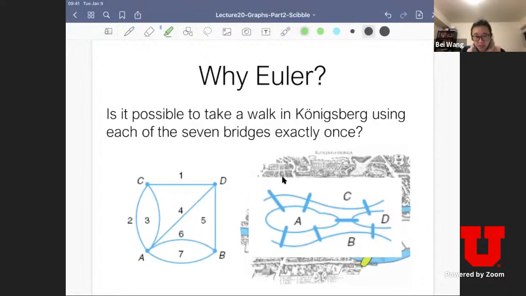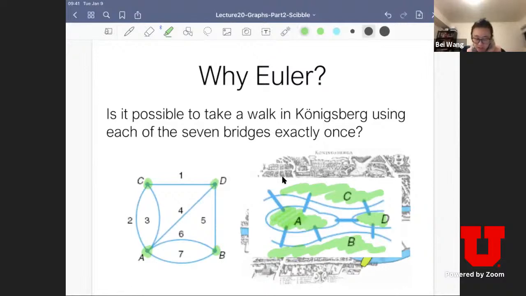So there is this city that has 7 bridges. It's connecting a piece of land A, piece of land B, piece of land D, and piece of land C. So the question is, is it possible to take a walk using each of the 7 bridges exactly once? So the idea is to translate this problem into a graph problem where every piece of land turns into a node in the graph, and every single bridge turns into an edge.